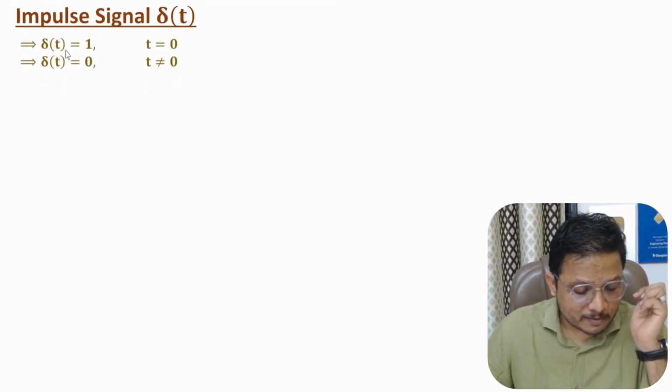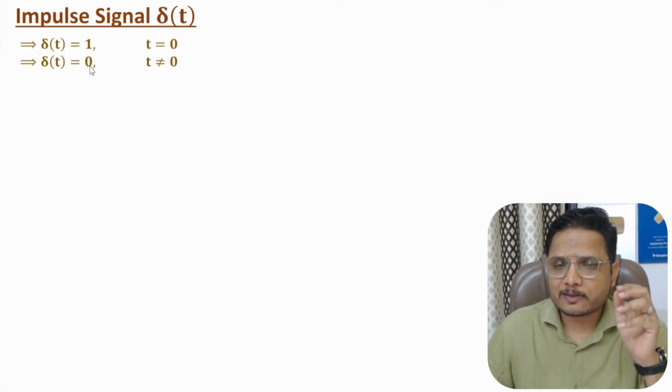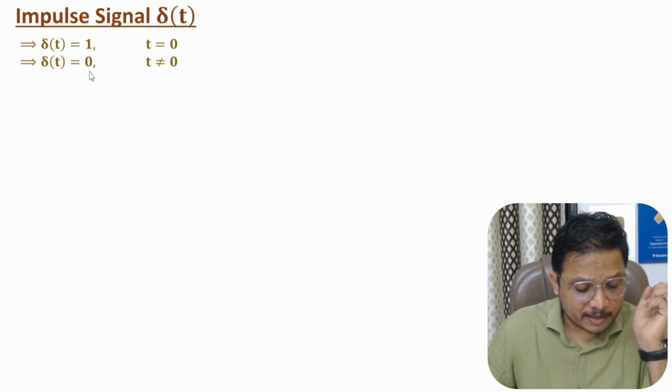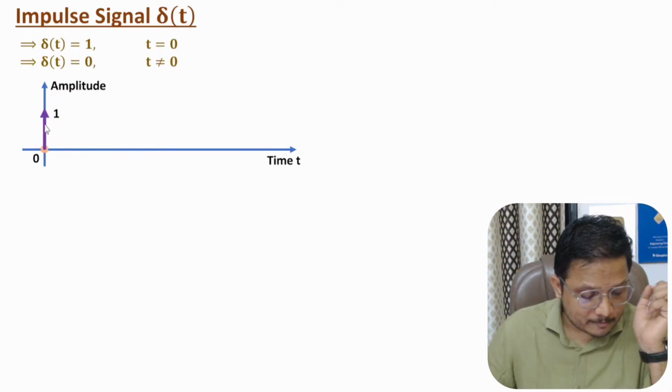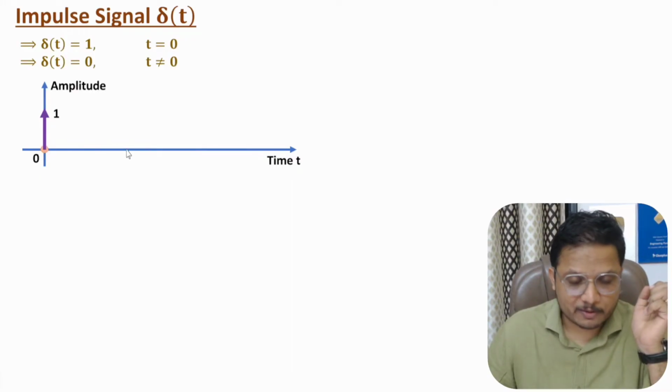See, impulse signal has value 1 at time t equals 0. And if time t is not equal to 0, then its value is 0, right? So that is the basic definition of the impulse signal. Let me explain that graphically. Here we have time axis horizontally and amplitude axis vertically. At time t equals 0, we have an impulse and that impulse has value 1. If time is not equal to 0, then the impulse signal has 0 value, right?